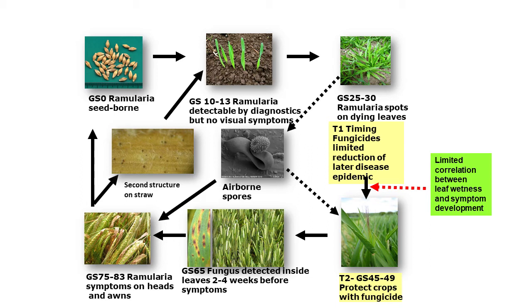We've put on the fungicide intervention points. We used to see activity from T1 fungicides. We don't see that much anymore. Most of the control of Ramularia relies on the late season or T2 fungicide application.